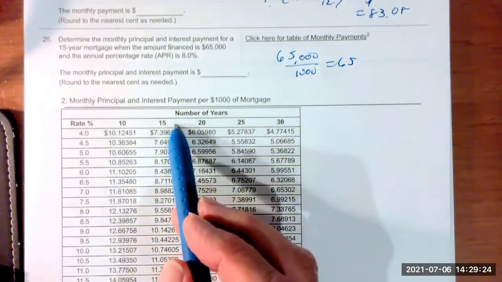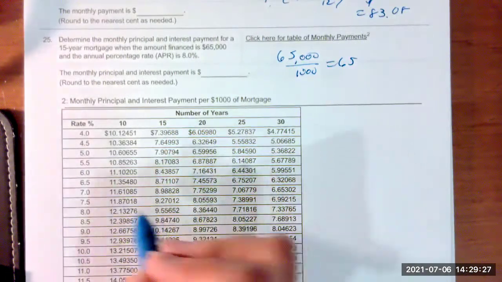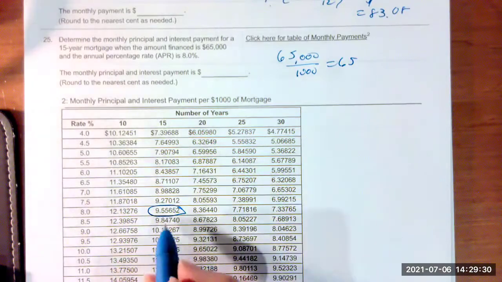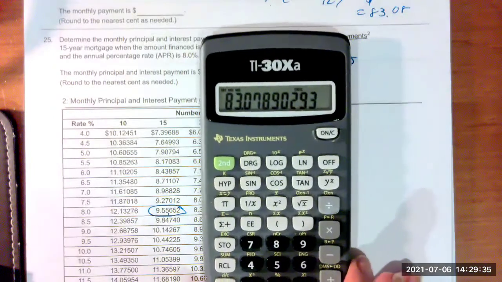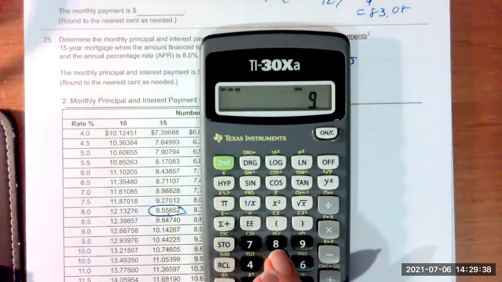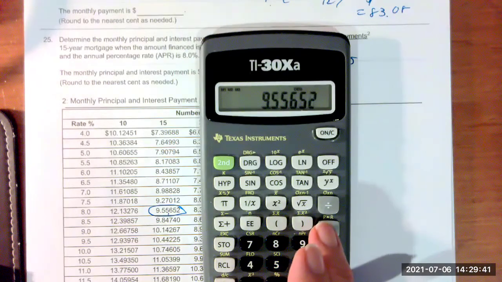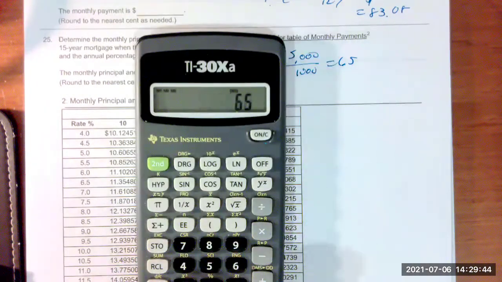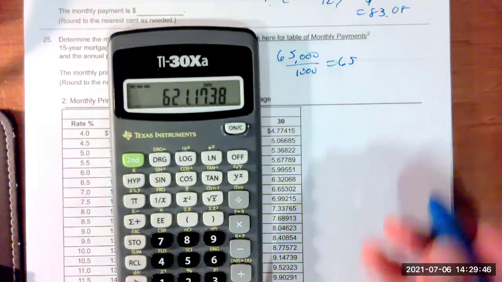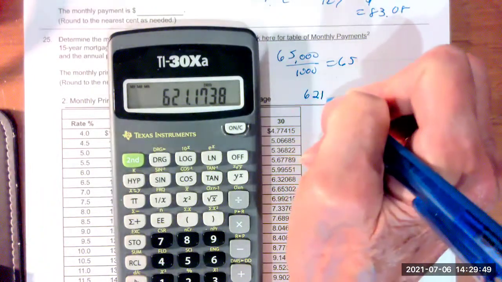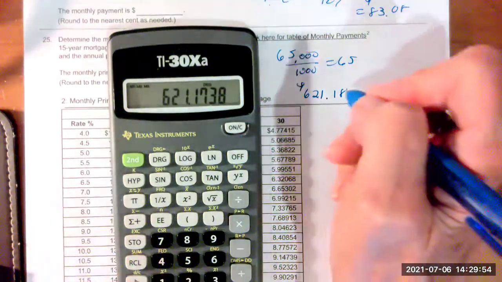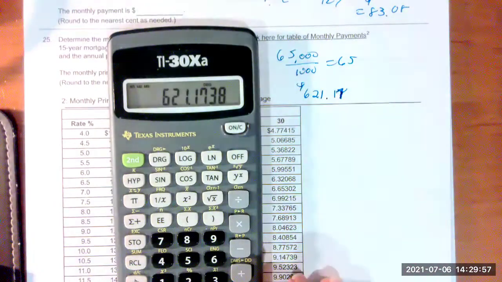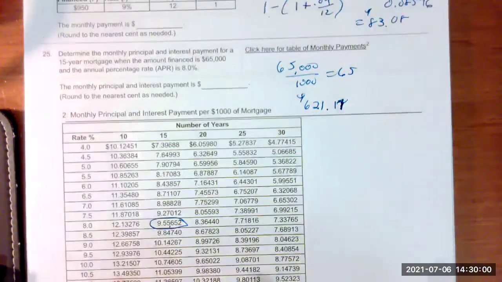So look at my table. I'm looking at the second column, and I'm doing 8%. So here's my multiplier right here. So I'm going to take this number and multiply by the number of $1,000 buckets or units in my mortgage. So 8.55652 rather times 65. And I get a mortgage payment of $621.18 rounded off. Oh, 17 cents. I apologize, should be 17 cents. Yes, 17 cents.